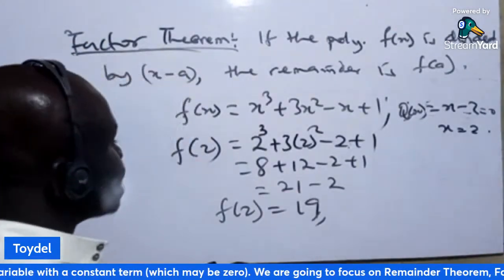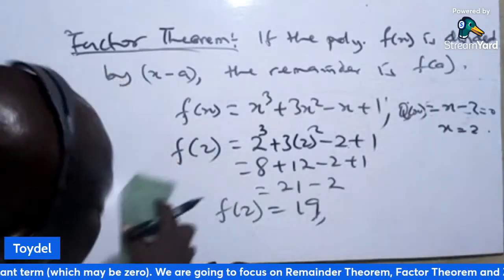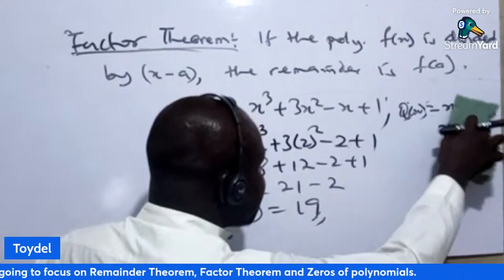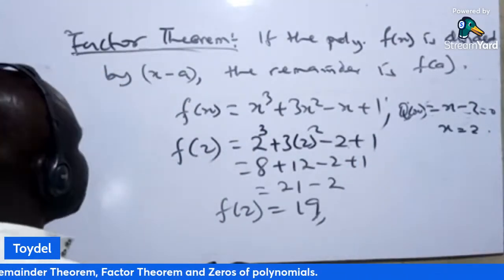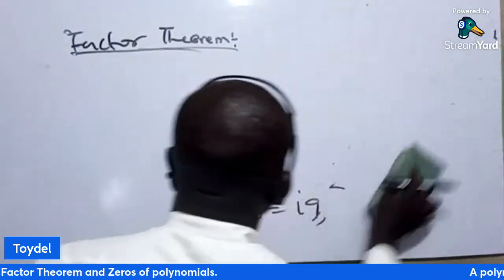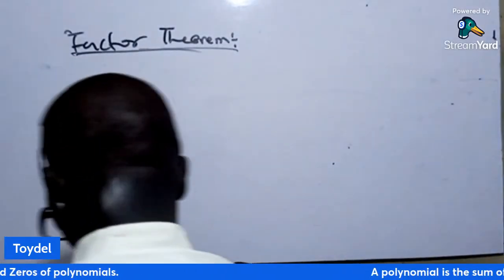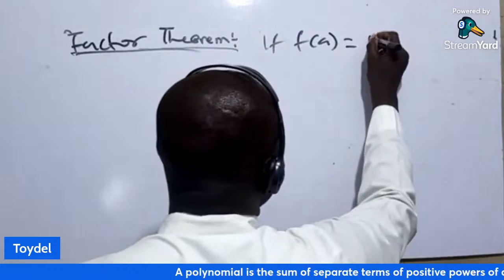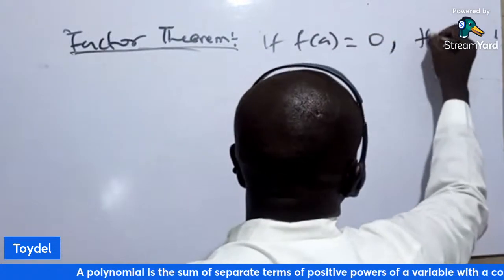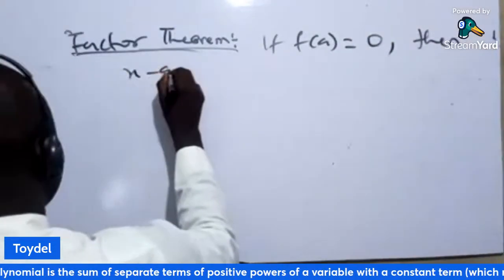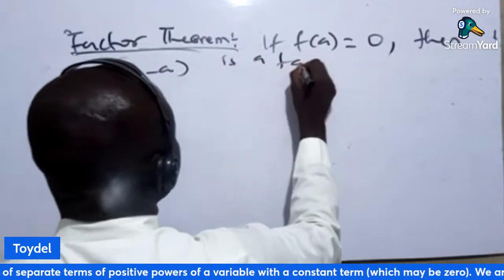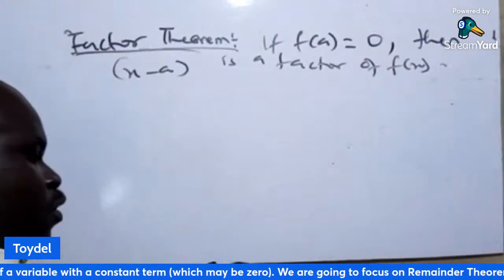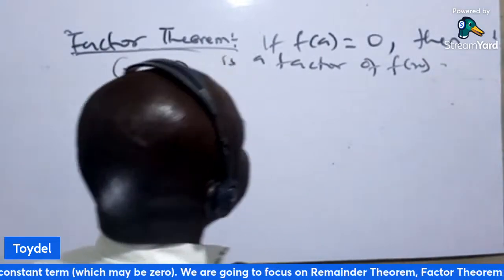The factor theorem simply means that when we substitute for f of a in the remainder theorem, if our remainder is 0, then it shows that this divisor is a factor of the polynomial. So that's what the theorem states. The factor theorem is just the extension of the remainder theorem. It states that if f of a, which gives the remainder, is equal to 0, then the divisor x minus a is a factor of f of x.